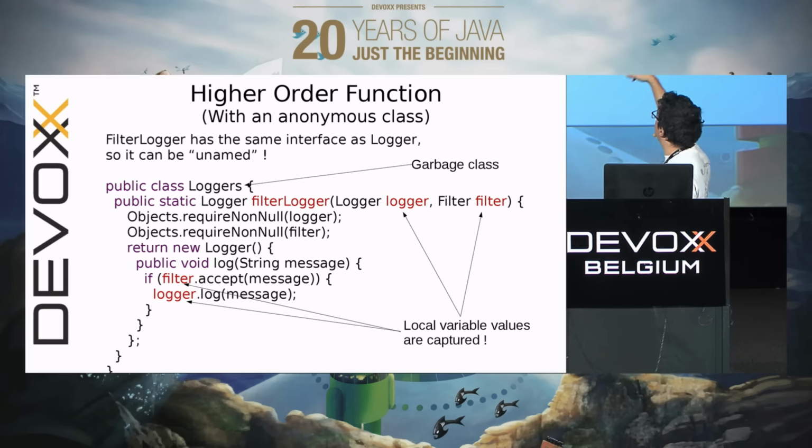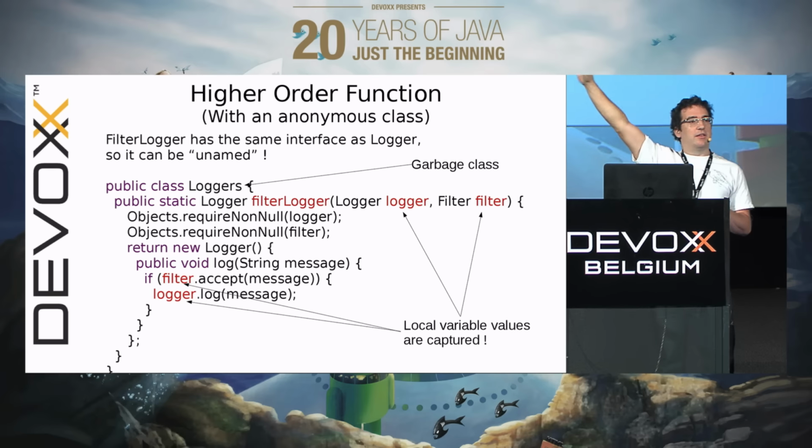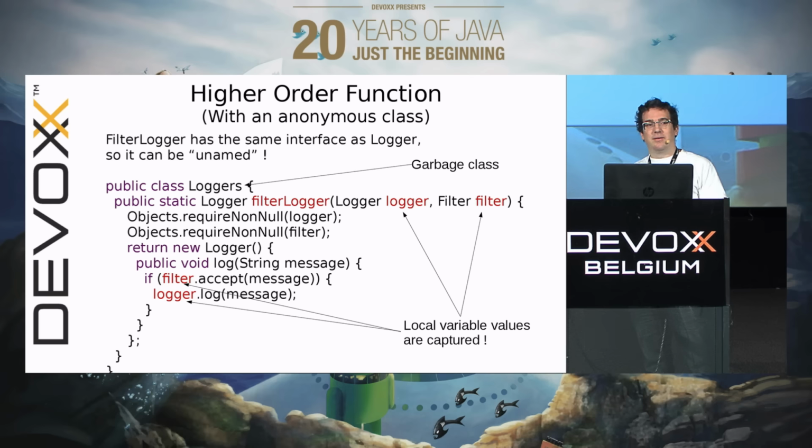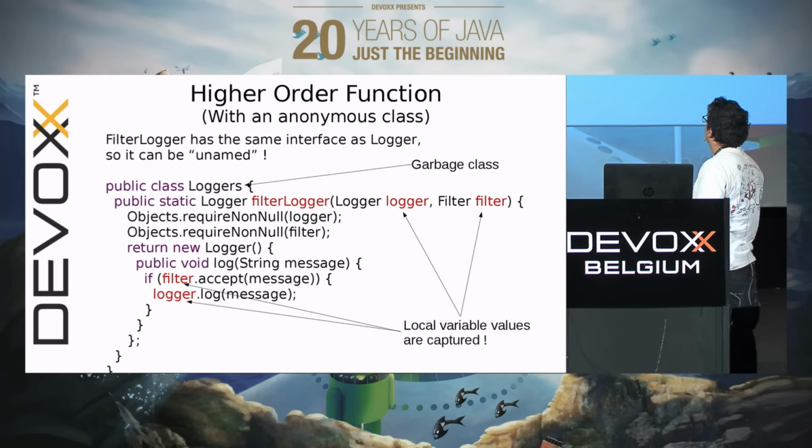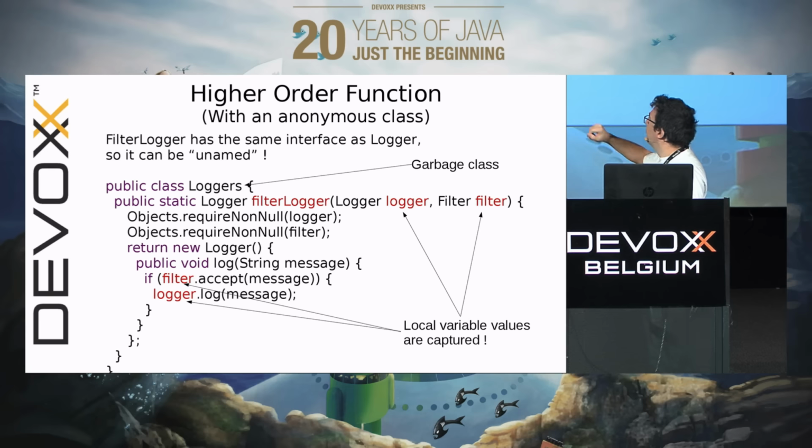You know this kind of class you find in Java that ends with an S. Usually we call that a garbage class, which is when you look for something and you don't find it in the interface, you just see if there is a class that ends with an S with the same name as the interface, like java.util.Collections and things like this. We'll see how to remove this garbage class later.